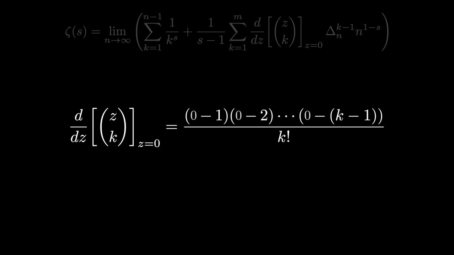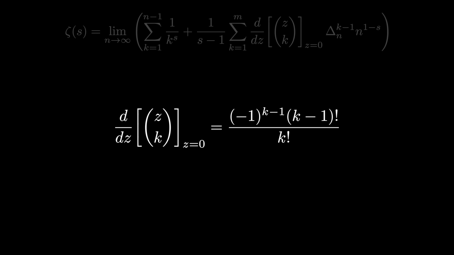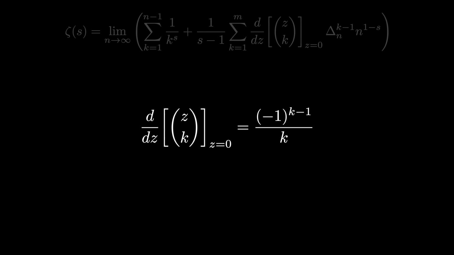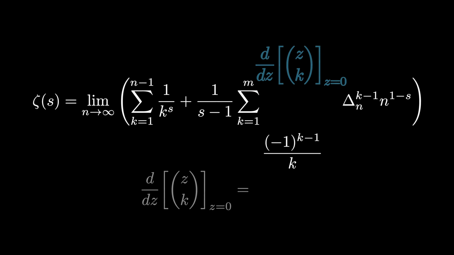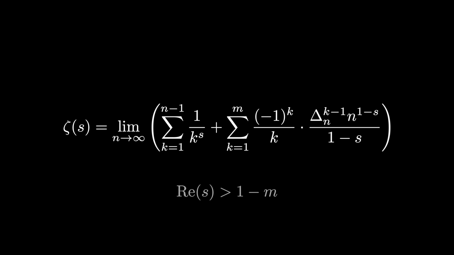Now, the numerator is just -1 times -2 up to negative k minus 1. This is -1 to the k minus 1 times k minus 1 factorial. That k minus 1 factorial mostly cancels with the k factorial, so we're just left with k in the denominator. And that's it. So we can plug this in for the derivative of the binomial coefficient, and after a little cleanup, we have a formula for the analytic continuation of the zeta function.